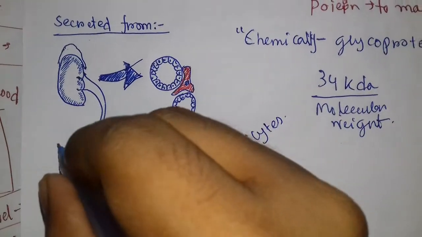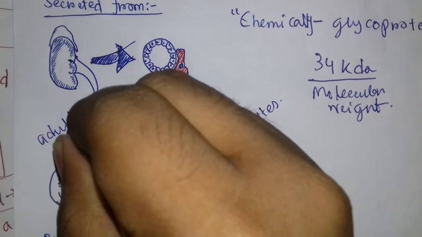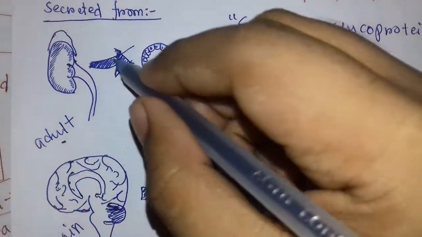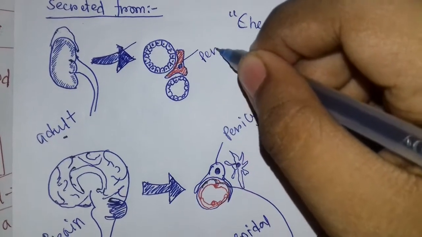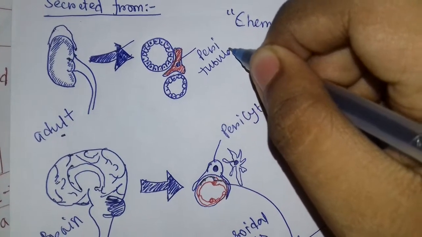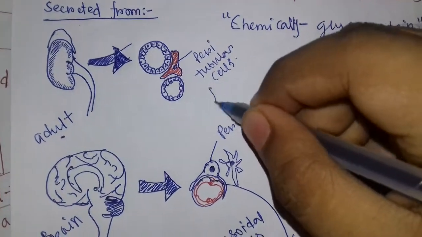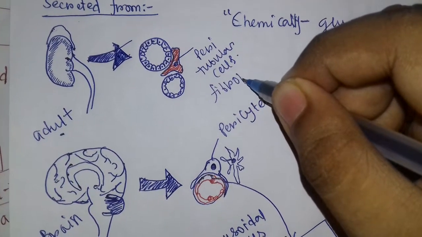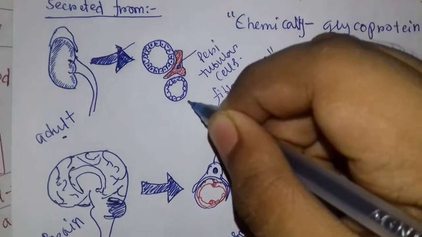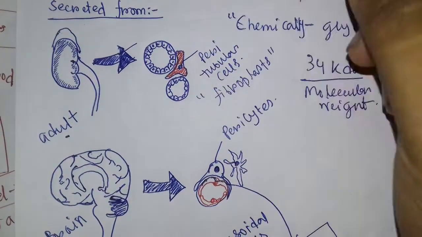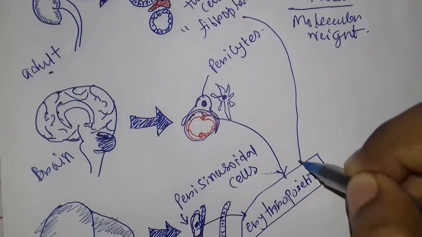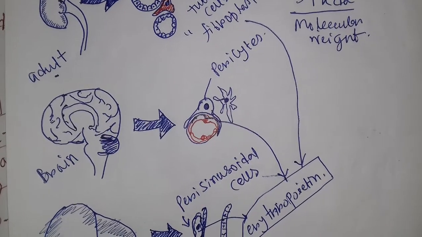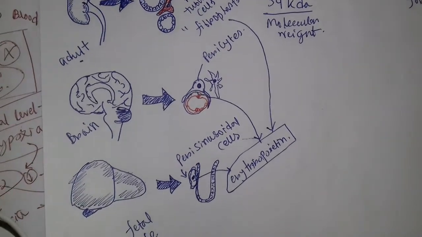And then in adult life, predominantly it is secreted from the kidney. There are peritubular cells, which may be fibroblasts also, and there are peritubular capillary beds. From there this erythropoietin gets secreted mainly. So these are the three sources for erythropoietin secretion.